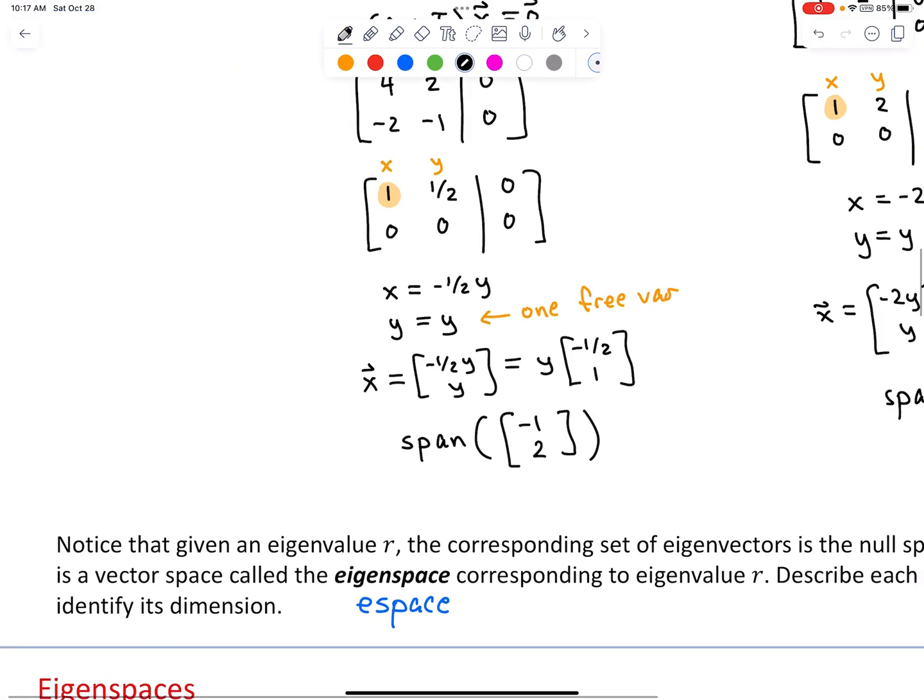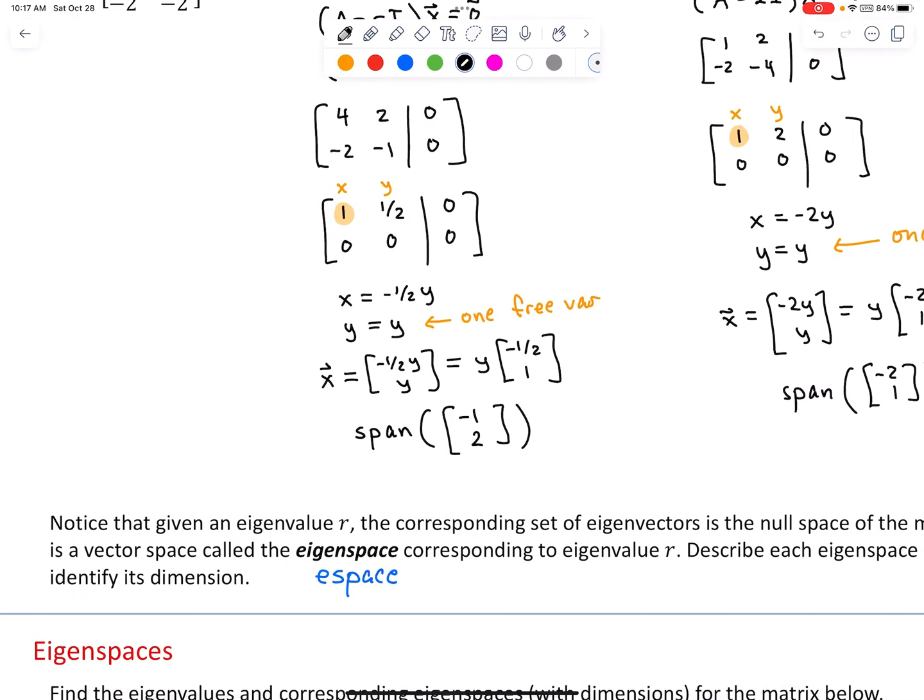So in this first case, for the eigenvalue negative 1, what we found is an eigenspace. It is the span of the vector negative 1, 2. So the eigenspace for this first eigenvalue, r equals negative 1, is equal to the span of this vector. When you span a single vector in R2, you get a line in R2. And when there's a single vector in a basis, the dimension of this space is 1. Remember, the dimension of a space is equal to the number of vectors in its basis, not the number of components in the vector.